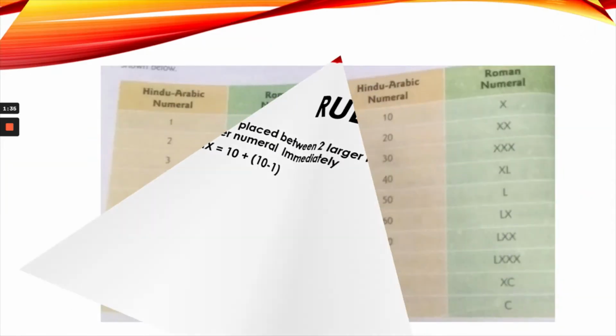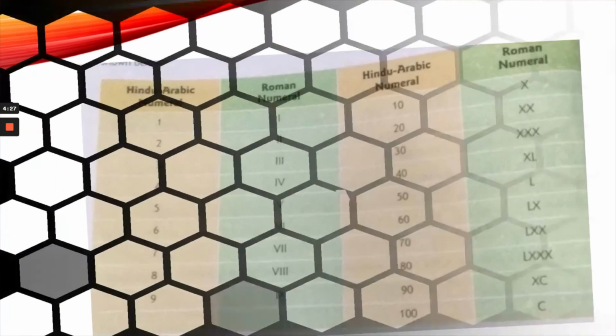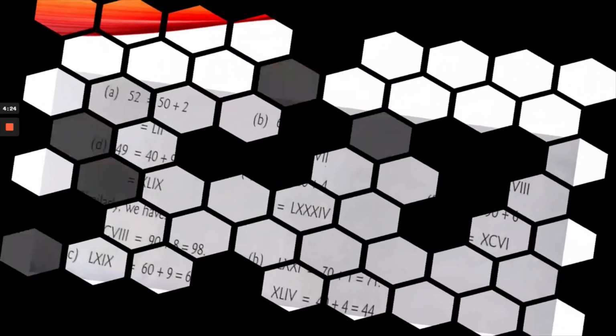Now let's go ahead. This is the thing we are going to learn now. This is Hindu Arabic numeral and Roman numeral. This is also Hindu Arabic numeral and Roman numerals. 1 is I, so I plus I, 1 plus 1 equals 2, like this. This you can write down in your notebook for learning it very easily. So let's go ahead and do one more thing.